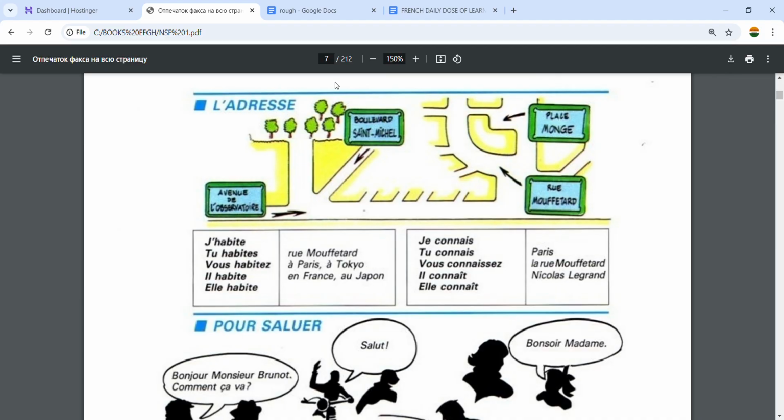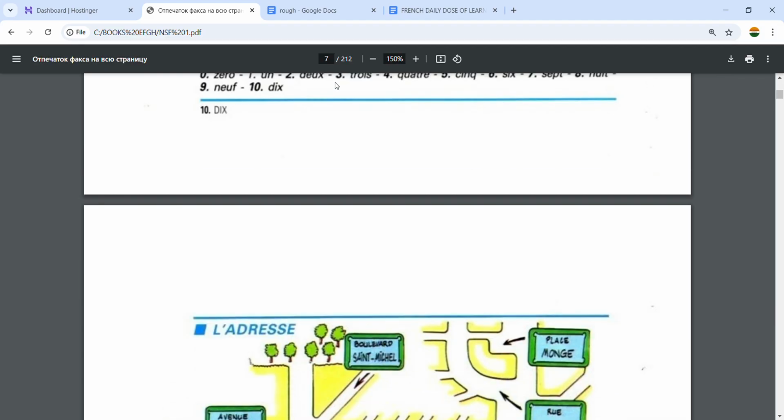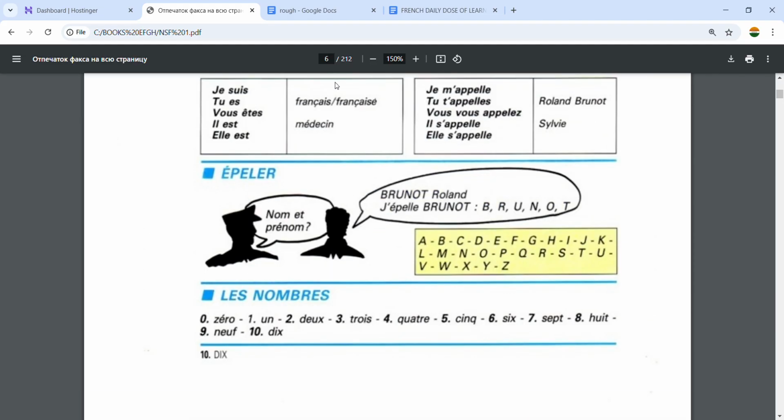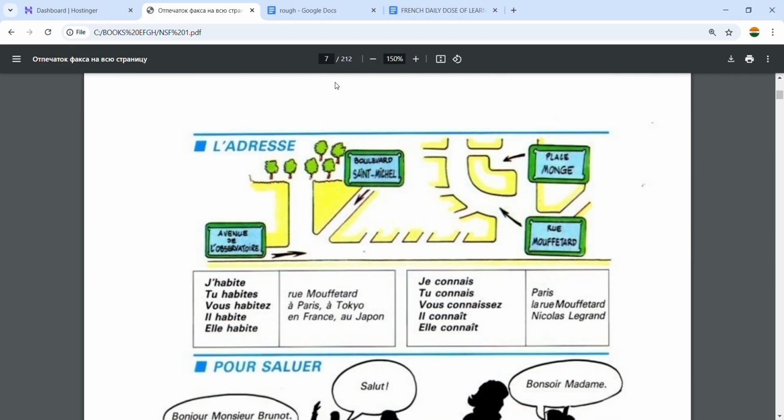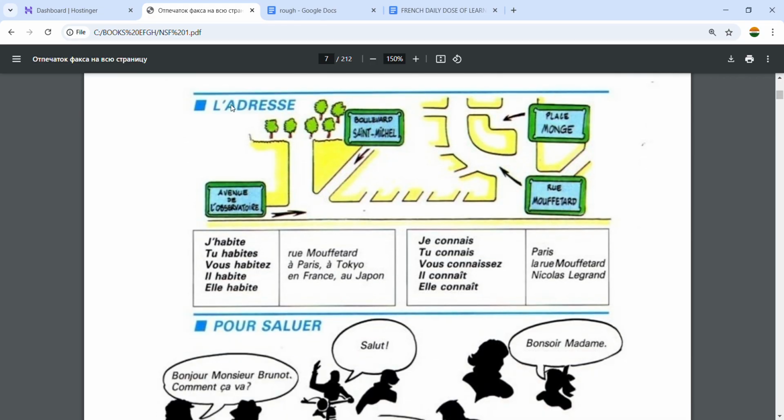So guys, this is part 3, and in previous videos we have done up to le nombre, the number, and now I will start directly from page number 7. On the top you can see l'adresse, which means address. In this lesson, guys, we will learn how to ask for an address and how to tell our address to someone.